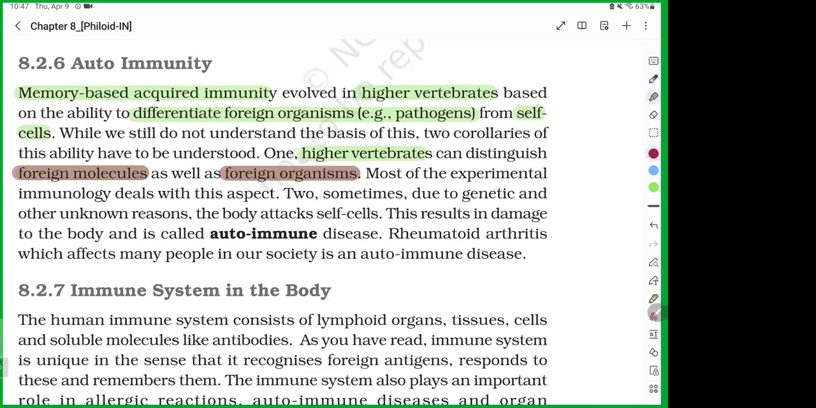And this is a very good question. You must have not noticed this. The higher vertebrates can differentiate these two.